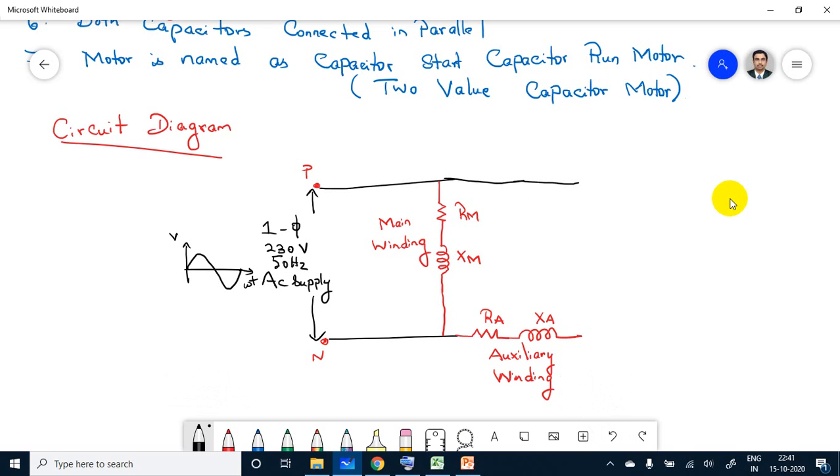And we are going to take two capacitors, one capacitor CR, another capacitor CS. Both capacitors should be in parallel, but you have to connect a centrifugal switch. This centrifugal switch is an electromechanical switch which has two contacts. One contact should be connected to the capacitor's one end, and the other contact to your auxiliary winding.